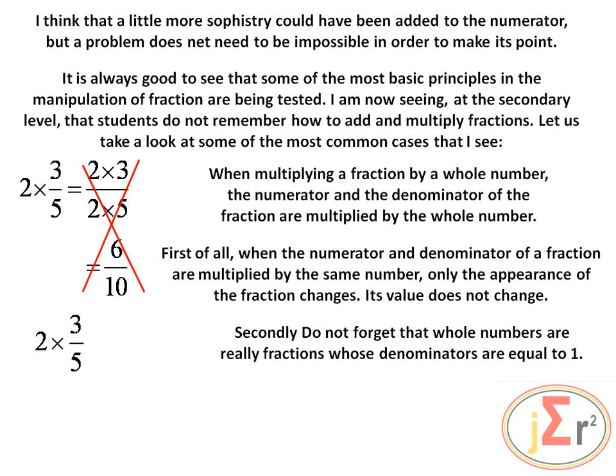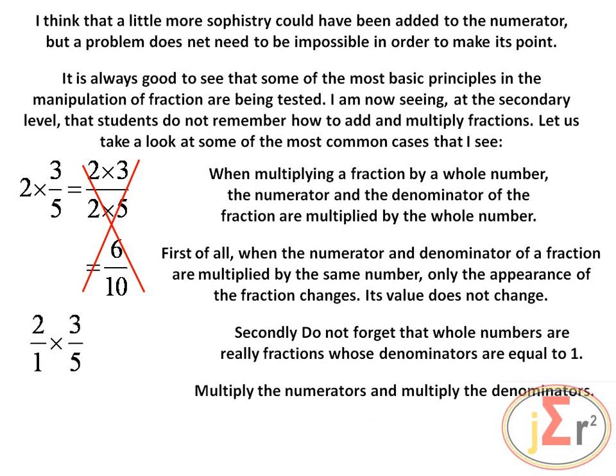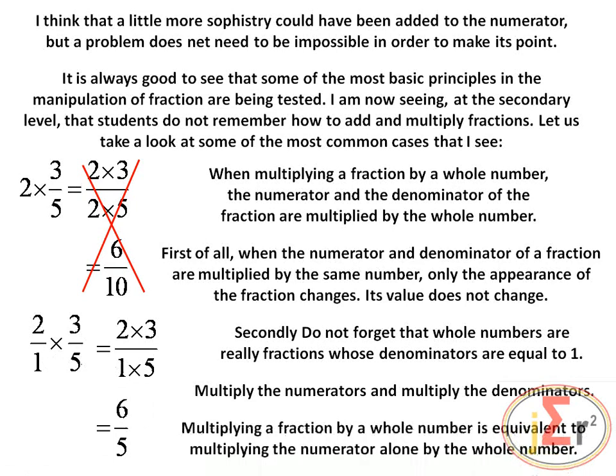You need to remember that. So the 2 is a fraction actually with its denominator equal to 1. Multiply the numerators and multiply the denominators. 2 times 3 is 6. 1 multiplied by 5 is 5. That's what we do. 6 over 5.